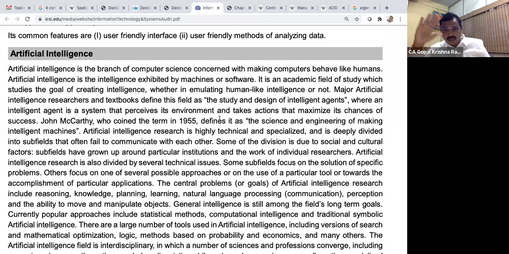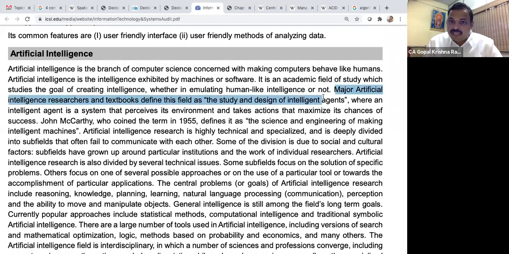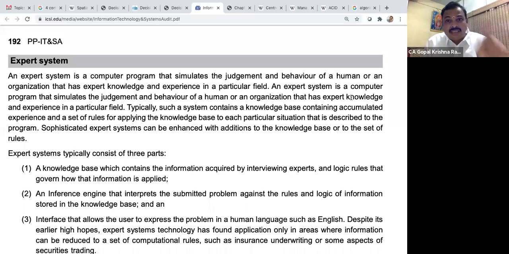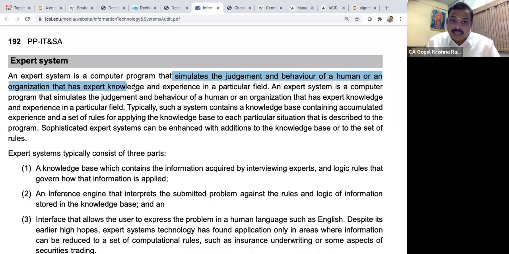So is it good or bad is one side, you have to think about it. But anyhow, experts today are able to interpret. A machine is able to very closely interpret what the human brain can do to that extent. So major artificial intelligence researchers and textbooks define the field as the study and design of intelligent agents. An example of an artificial intelligence is an expert system. An expert system is a computer program that simulates the judgment and behavior of a human or an organization that has expert knowledge and experience in a particular field.